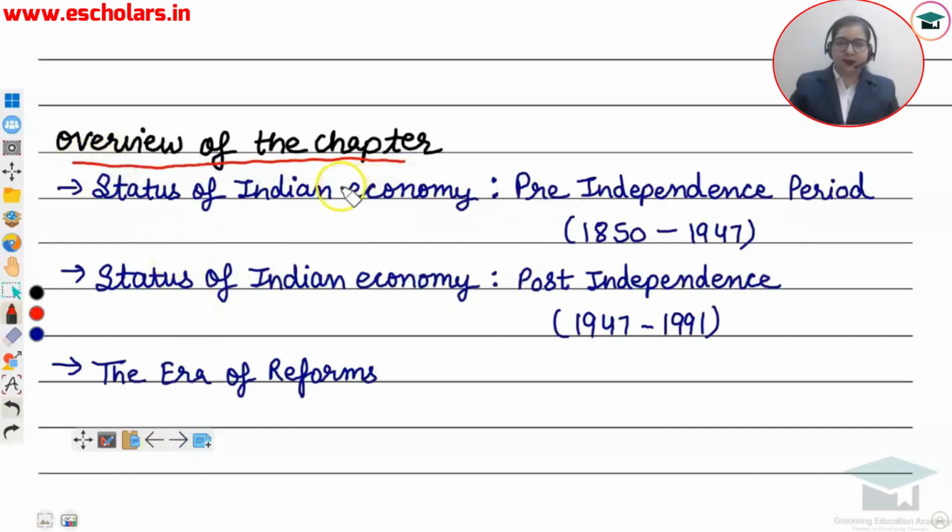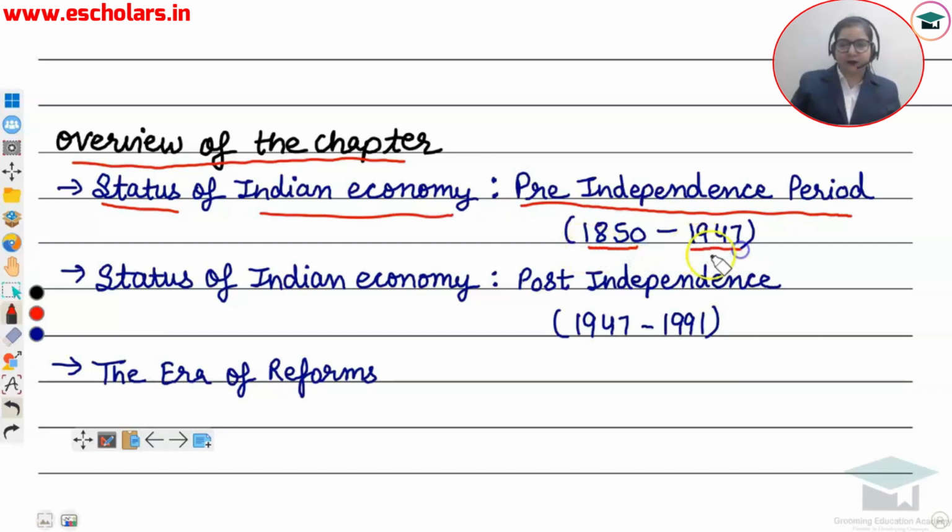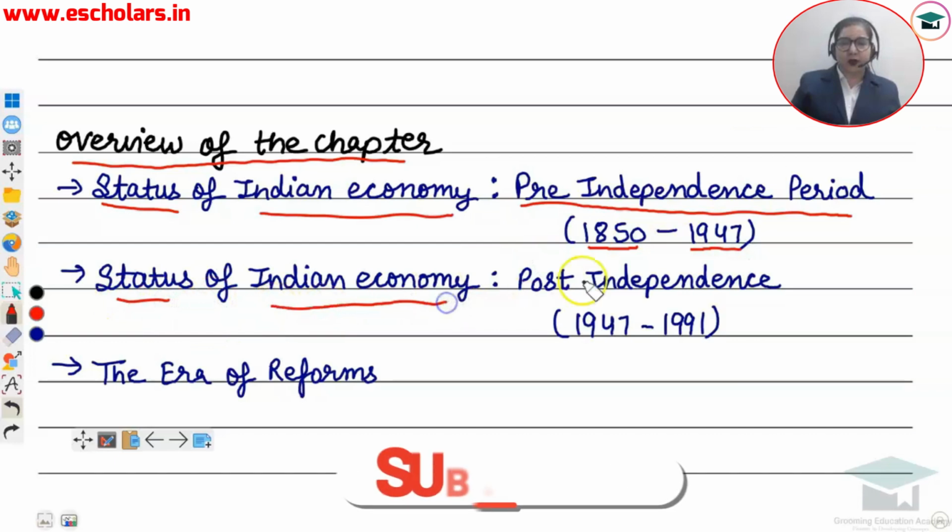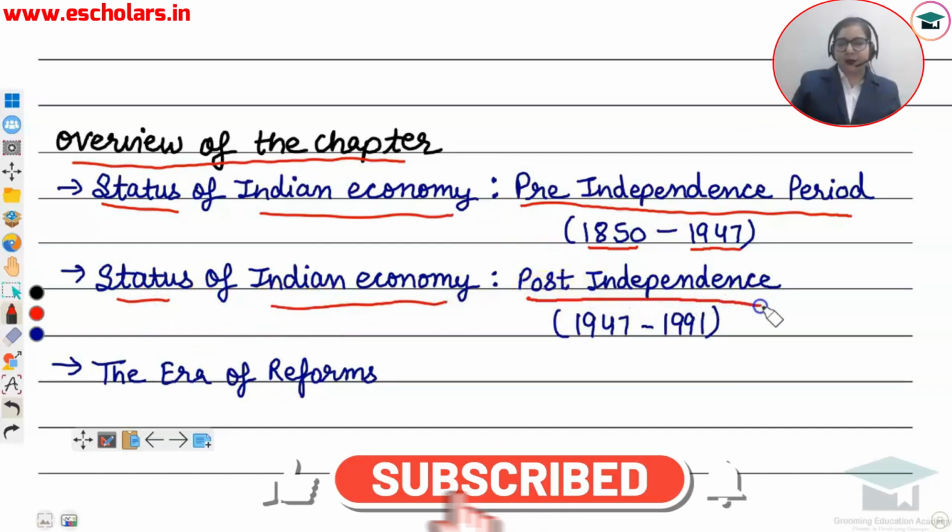See students, under this chapter, we will study the status of Indian economy, or you can say the situation of Indian economy, under the pre-independence period. That is, we are going to talk about the situation of Indian economy prior to independence, in the duration ranging from the year 1850 to 1947.